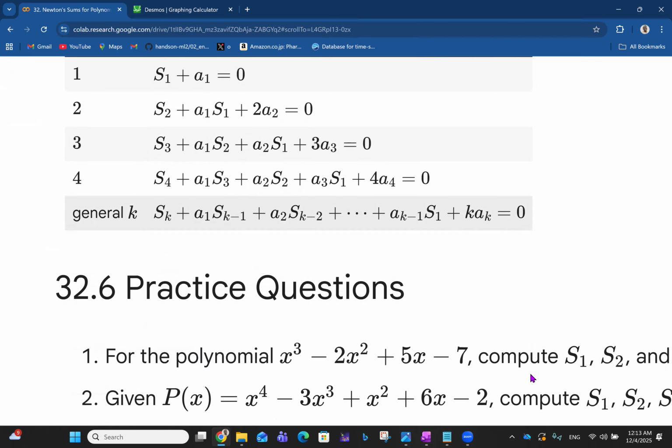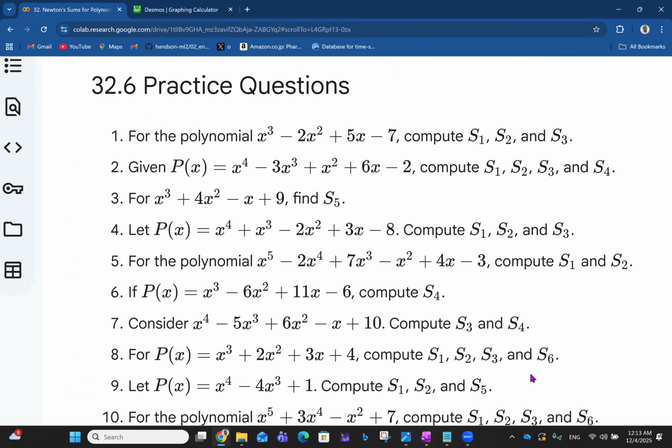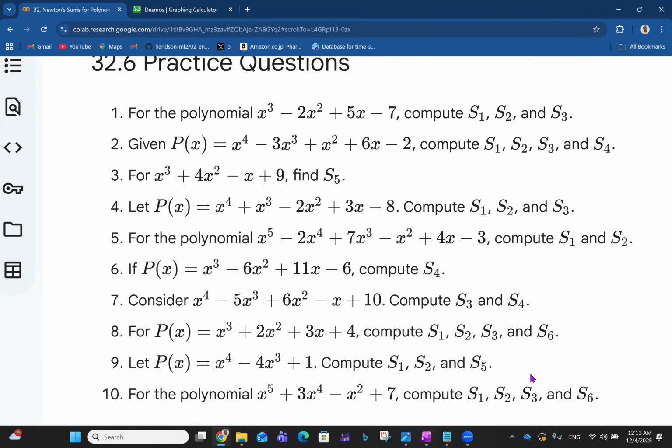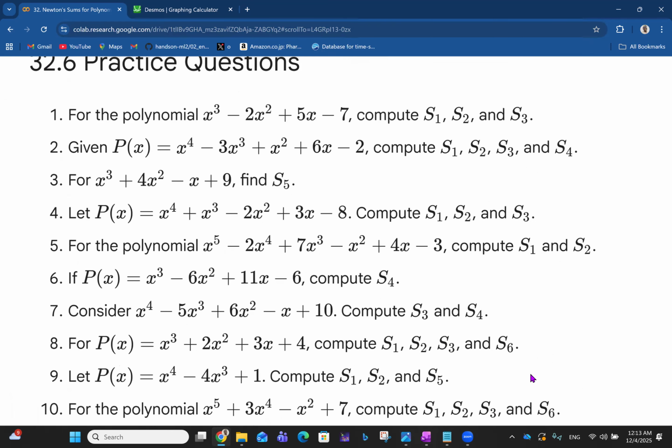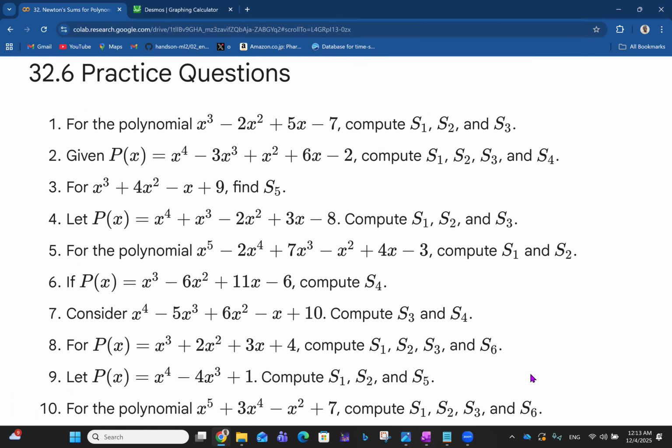Now we come to the practice questions where I think I'll take one or two questions. I think one question should suffice. These are the 10 questions you want to try your hands on. I'm going to solve maybe one of them before we go.